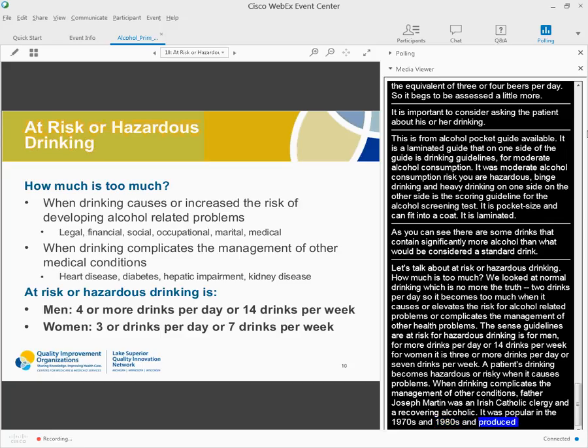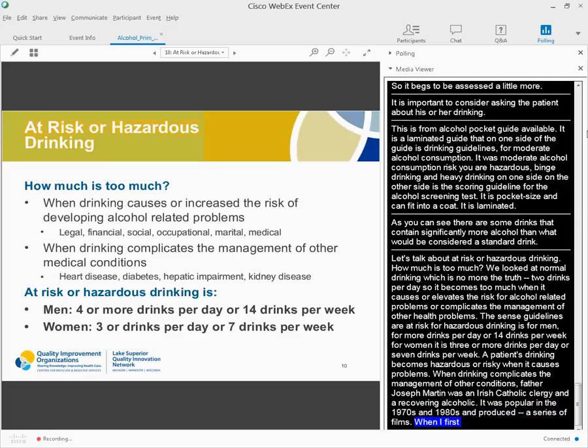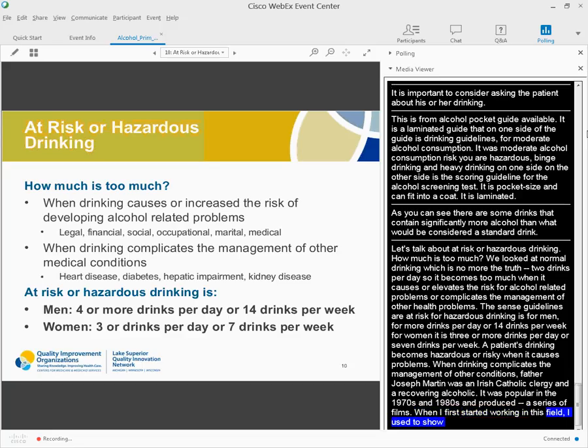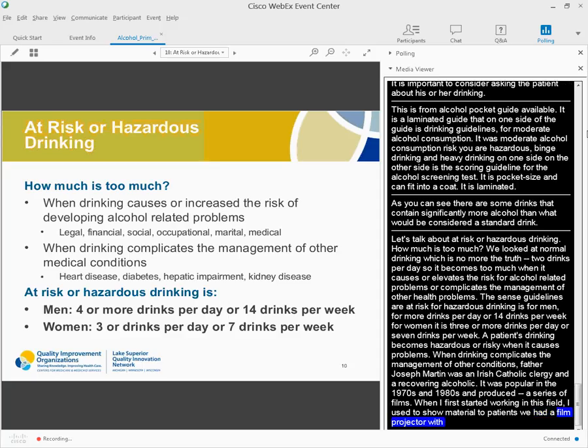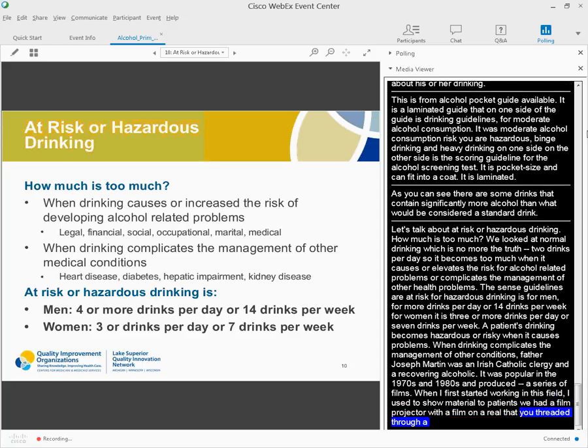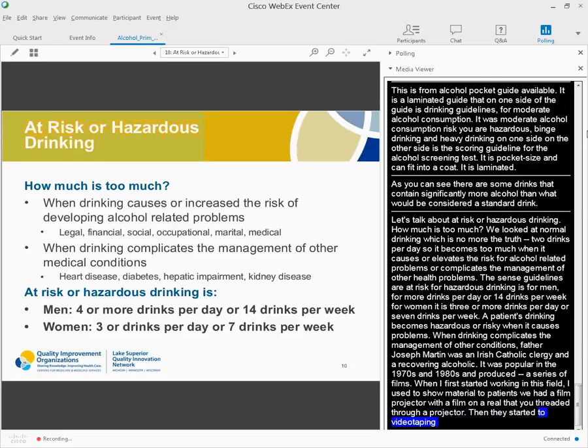Now, I'm dating myself here, but when I first started working in this field, when I used to show material to patients, we actually had a film projector with a film on a reel that you spread through a projector to play. Then they got hip, and what they started to do is videotape the projection of the film on the screen, which left a lousy third-generation copy of whatever they were showing.